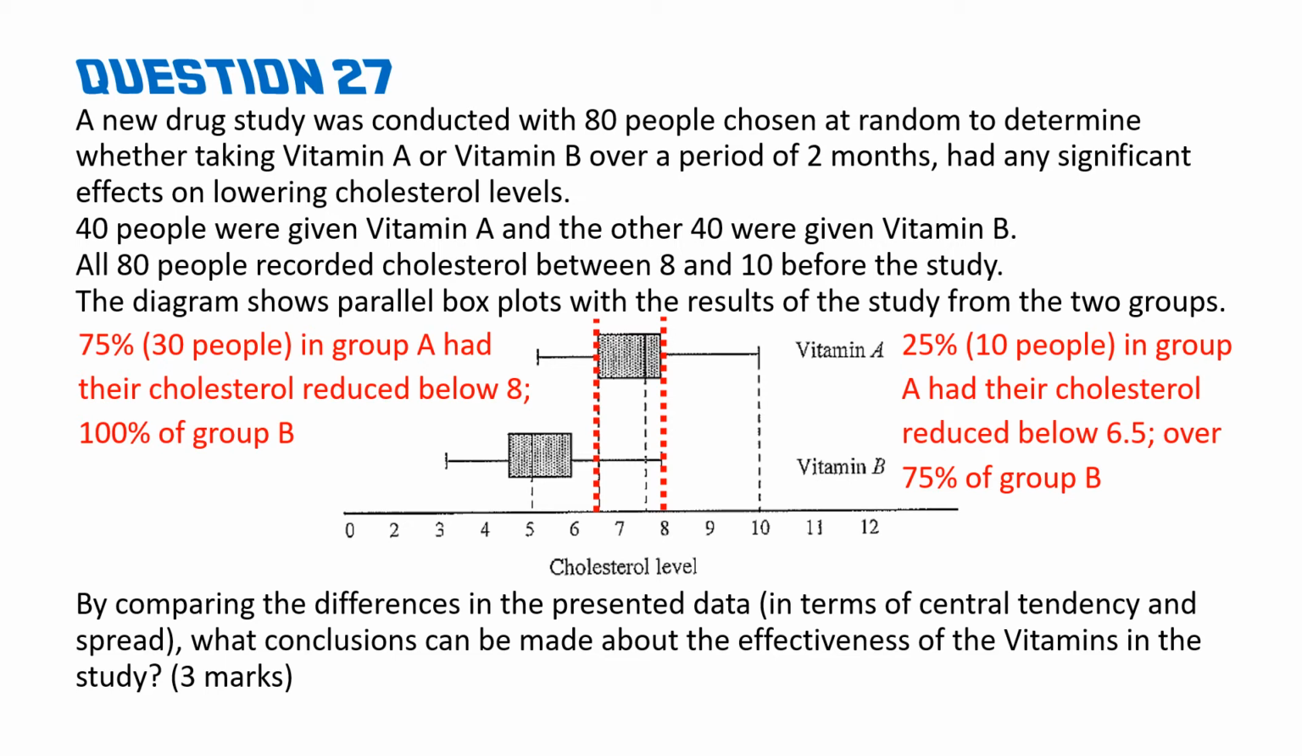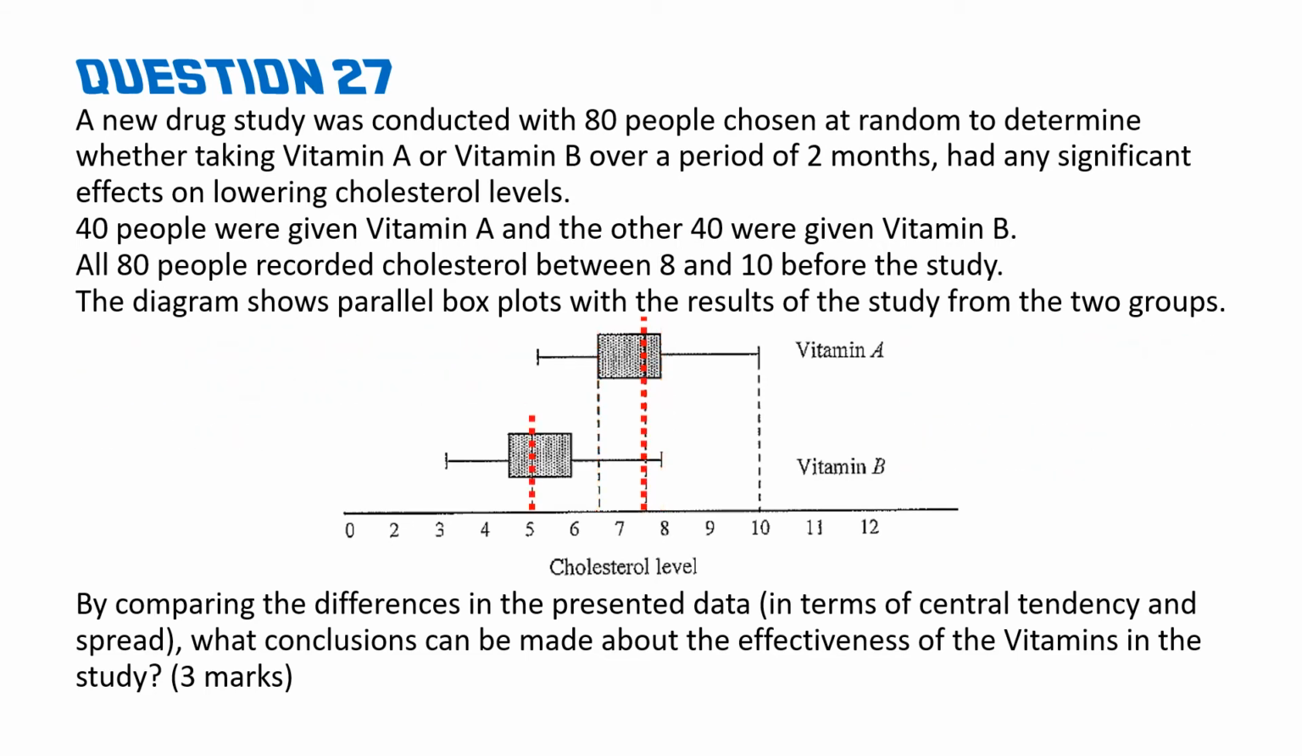So 25% of Group A are below 6.5, whereas when we look at Group B, it's more than 75% are below that line. All right, so we can tell straight away that vitamin B have had most of their people below 6.5, whereas with Group A, only a quarter of the people are below 6.5. So that's 2 marks that we could have possibly gotten.